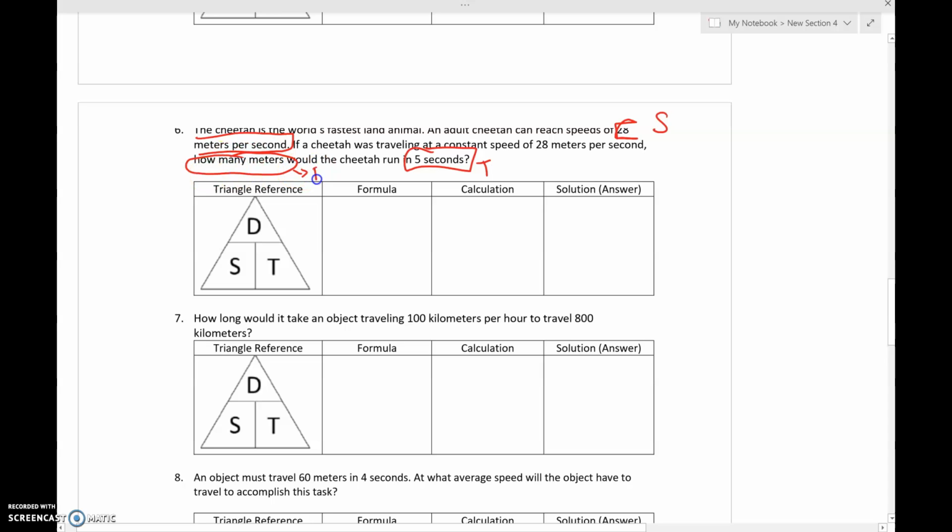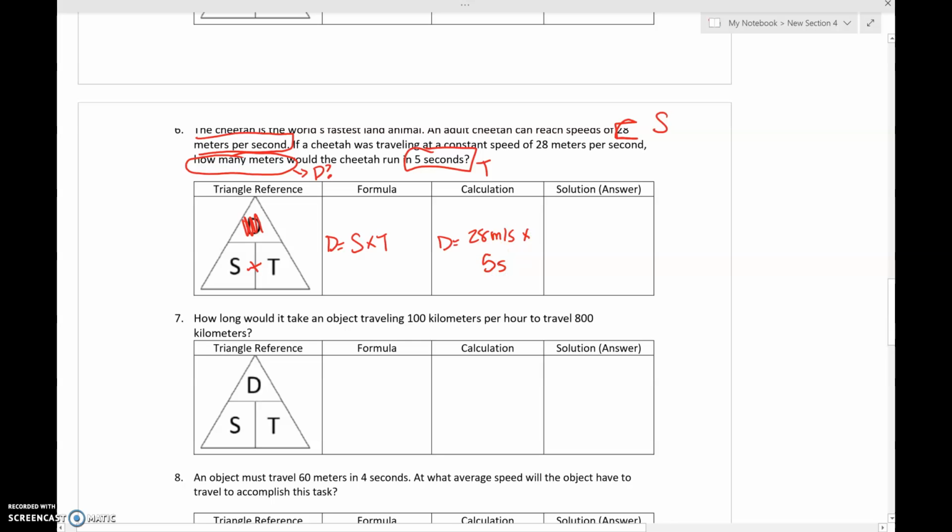And this is a distance. We're looking for distance. Scribble out distance. We have S times T. D equals the speed, which is 28 meters per second, times the time, which is 5 seconds. And when we plug that, I'm sorry, I did everything in the wrong space. D equals S times T. D is equal to 28 meters per second times 5 seconds.